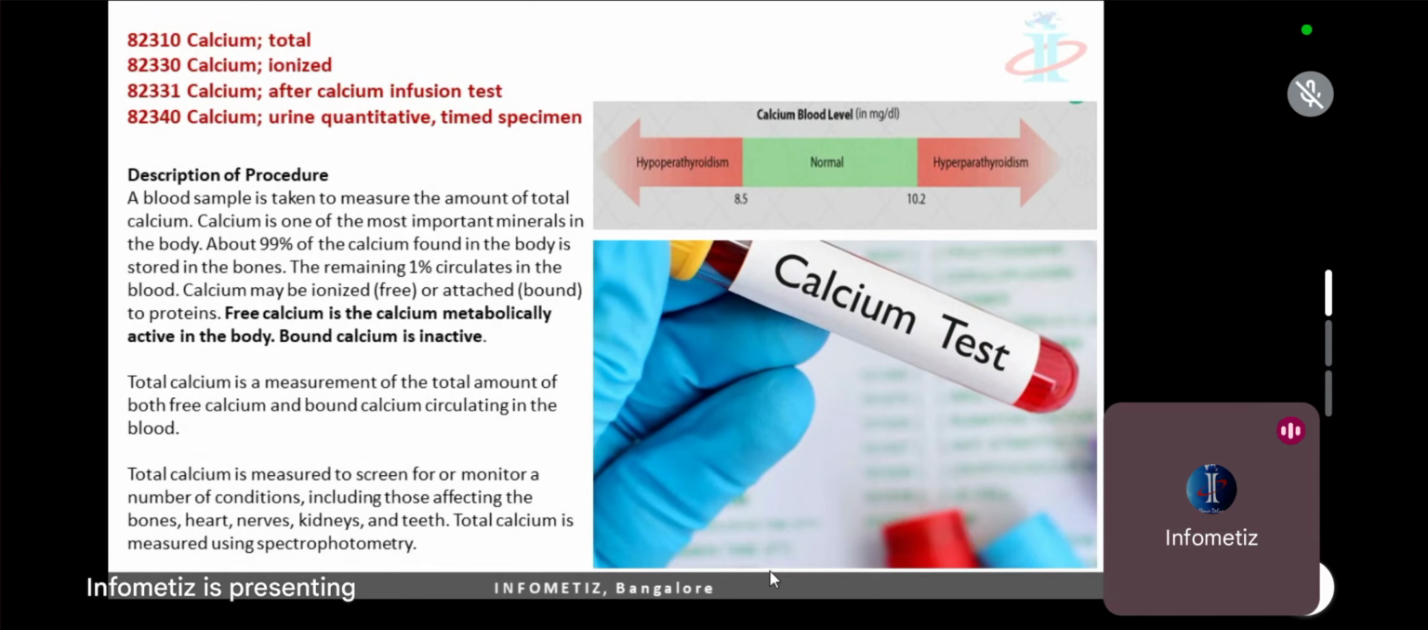Along with this, you can check 82540, which is creatinine. Just a direct code we have, nothing to explain, but just highlight that code. It may be important for you. Many times they have asked this. 82540 creatinine, 82550 creatine kinase, which is also known as CK-CPK total, 82552 creatine kinase isoenzyme.